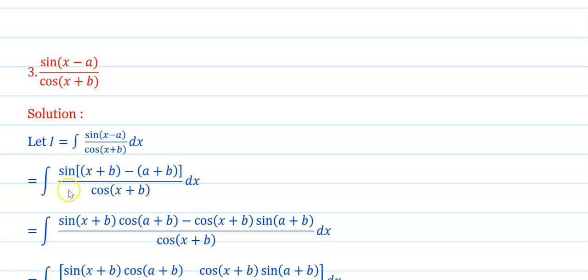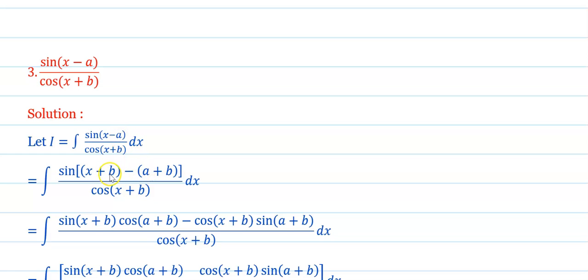Integral of sin of... what is the angle for the denominator? For the cos, it's x plus b. Therefore we can write here sin of (x plus b) minus, in bracket, (a plus b). Means what? We have minus a.